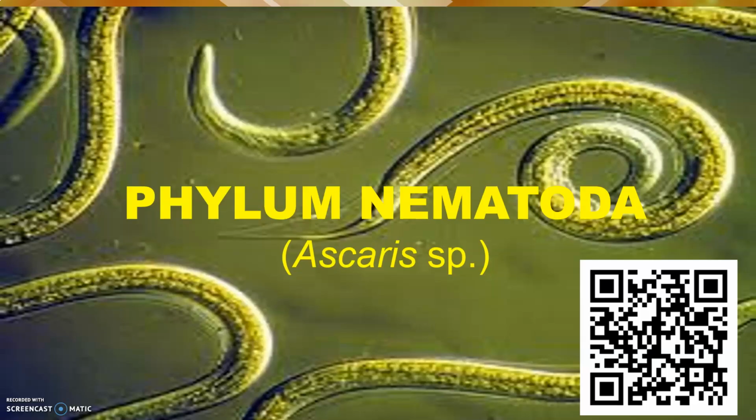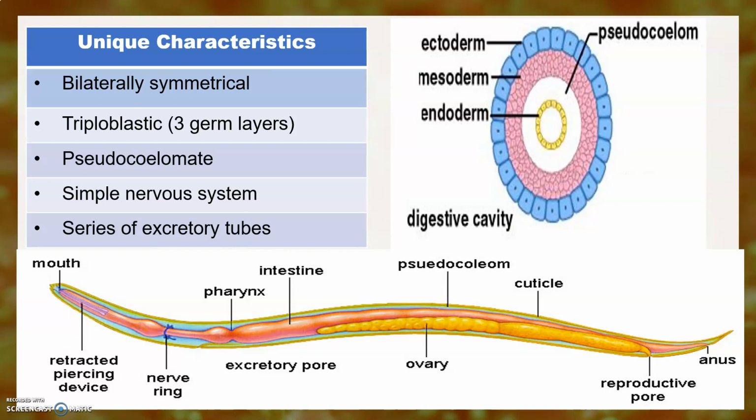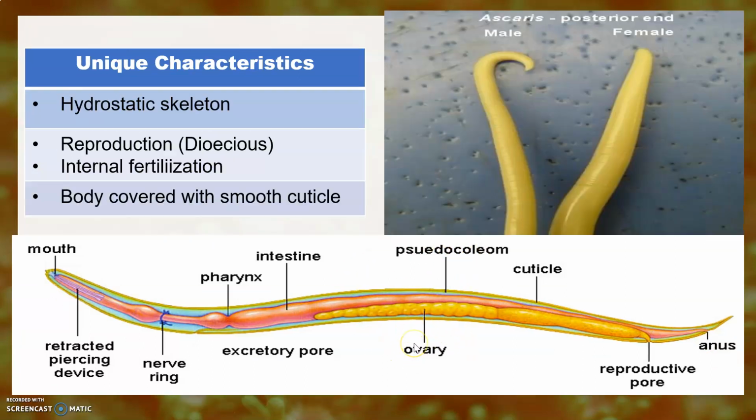The next phylum is Nematoda. Nematoda is a bit advanced from Platyhelminthes in terms of the coelom. It is pseudocoelomate. It already has a nervous system, but it's very, very simple, and it has excretory tubes, a series of excretory tubes. It has a digestive system starting from the mouth until the anus. It has a pseudocoelom. It has reproductive organs as well, it has ovaries.